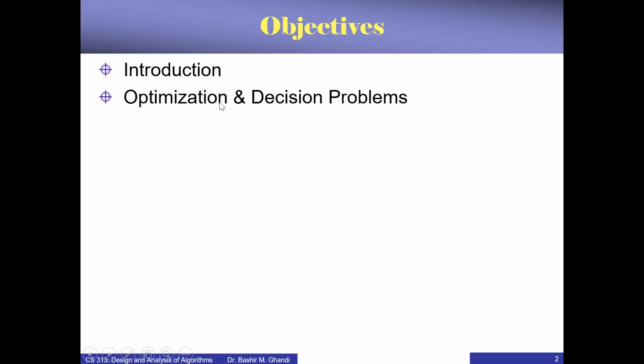Then we differentiate between optimization problems and decision problems, because actually NP-completeness applies to problems that are called decision problems. And most of the problems we have studied so far are optimization problems. Although actually you can usually cast an optimization problem as a decision problem.